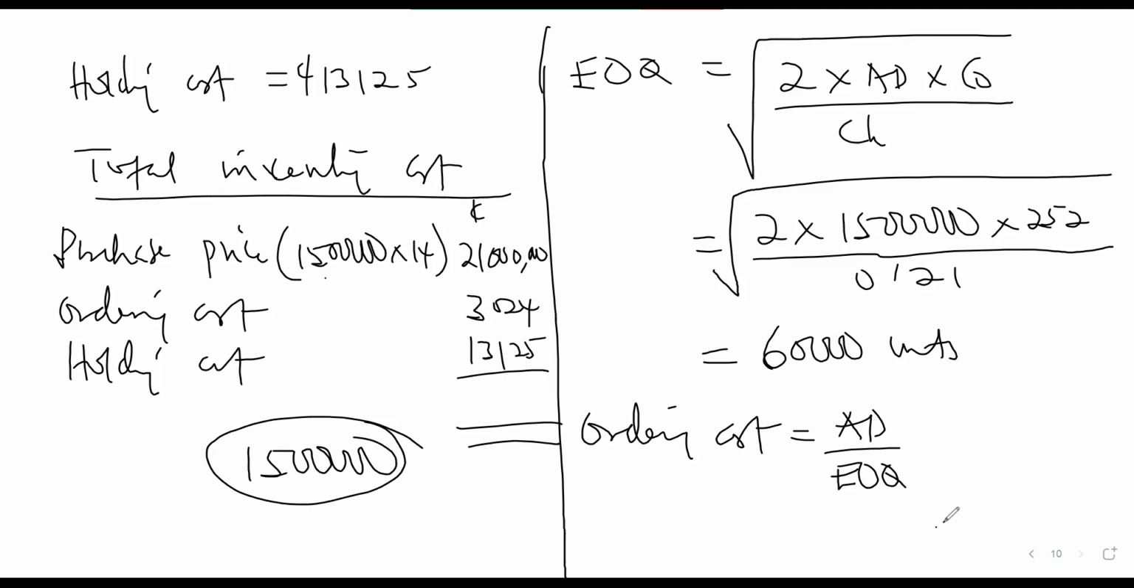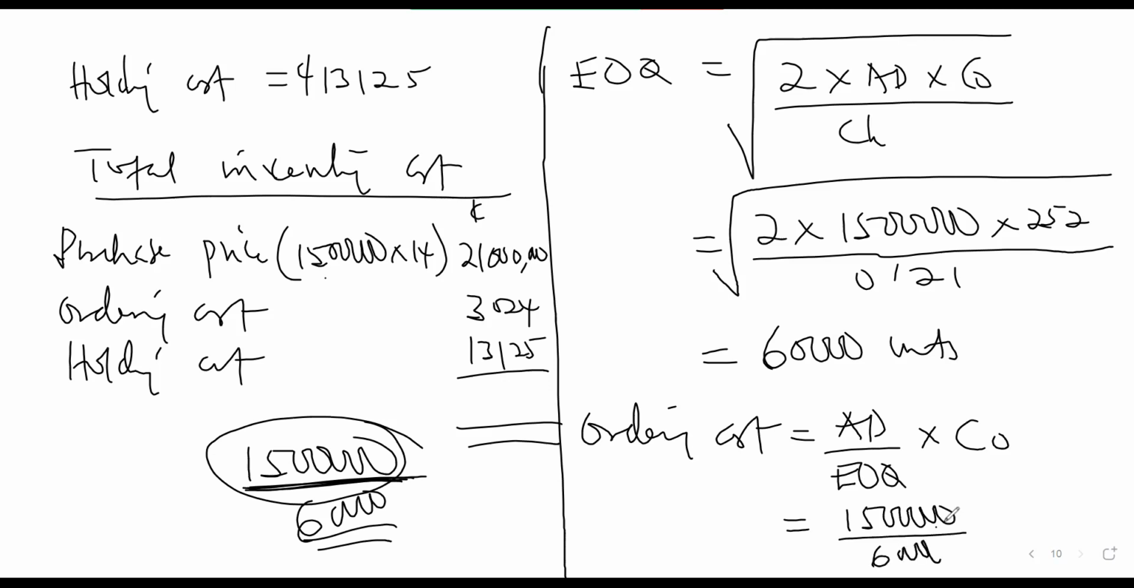1.5 million. But we are saying that for every order, it is 60 units. So how many orders can we place so that we can get our 1.5 million? We divide by the quantity per order. That is going to give us the number of orders. So multiply by the ordering cost. So this will give us 1.5 million divided by 60,000, multiplied by 252. What will be the ordering cost?